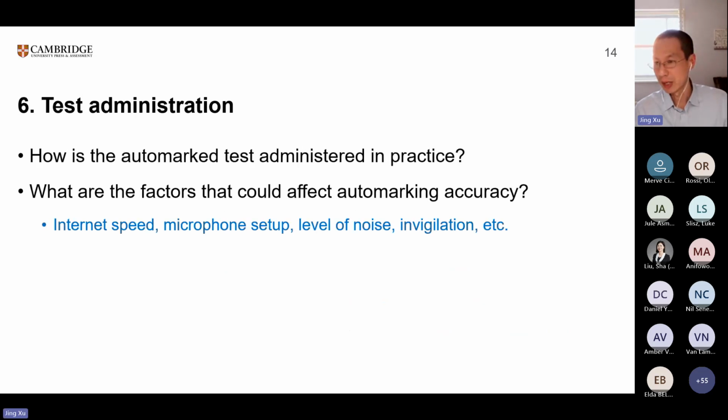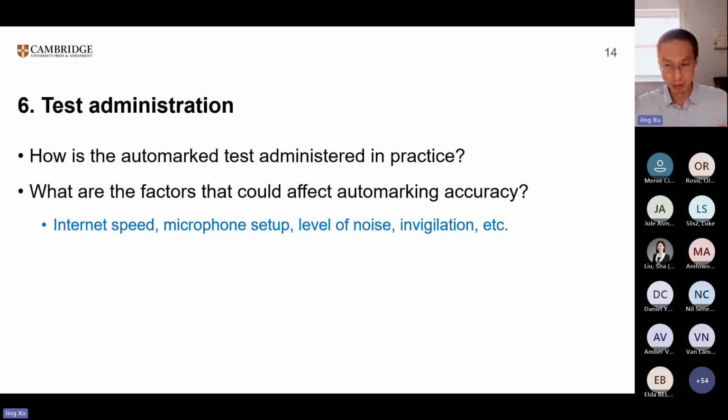And the sixth bit is about test administration. Having an auto-marked test in place has high requirements for test administration, especially for the speaking test, because audio quality has a big impact on auto-marking accuracy. This is the study we did back in 2021. Myself, Edmund Jones, and Evelina did a study on the Linguaskill auto-marker, and we found that audio quality has an impact on the auto-marking accuracy.